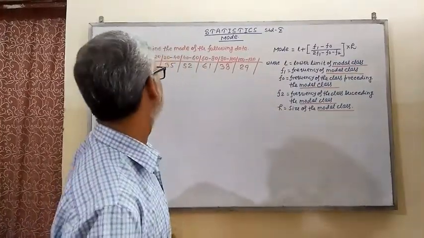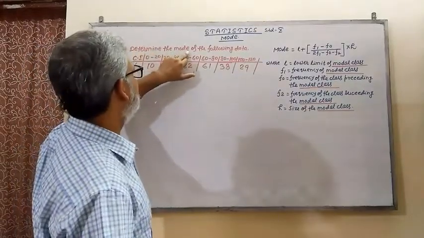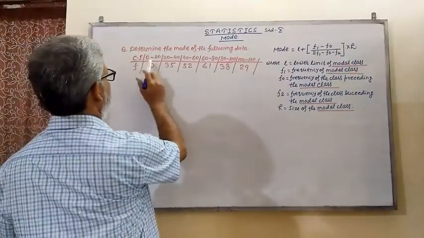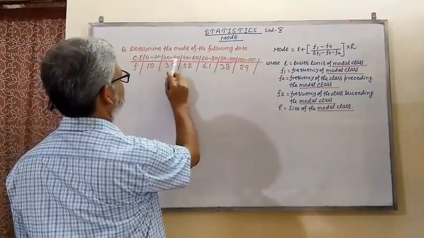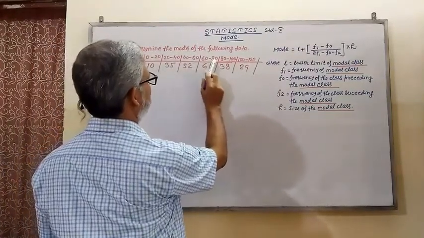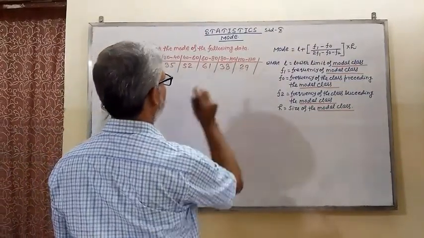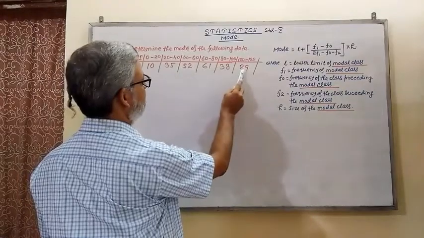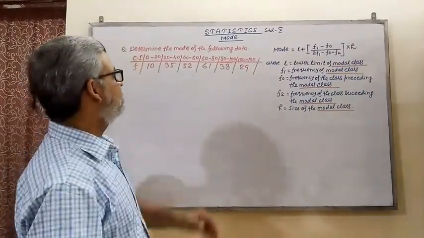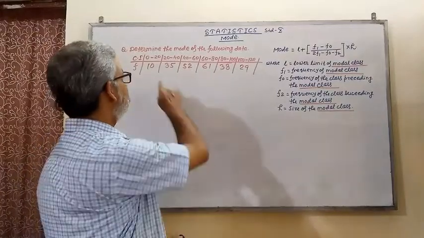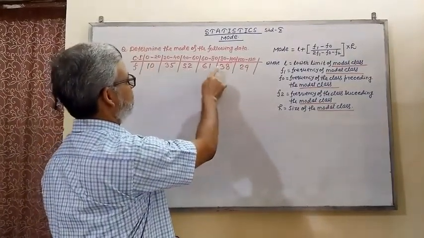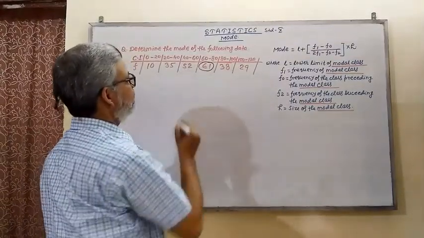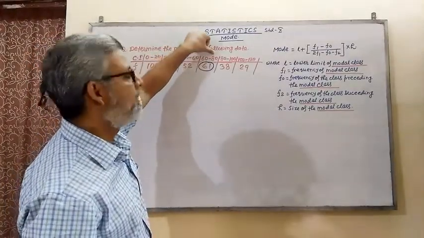Now for the example: determine the mode of the following data. Class intervals are 0 to 20, 20 to 40, 40 to 60, 60 to 80, 80 to 100, 100 to 120. Frequencies are 10, 35, 52, 61, 38, 29. Now, what is the maximum frequency and of which interval? The maximum frequency is 61. So the modal class is 60 to 80.